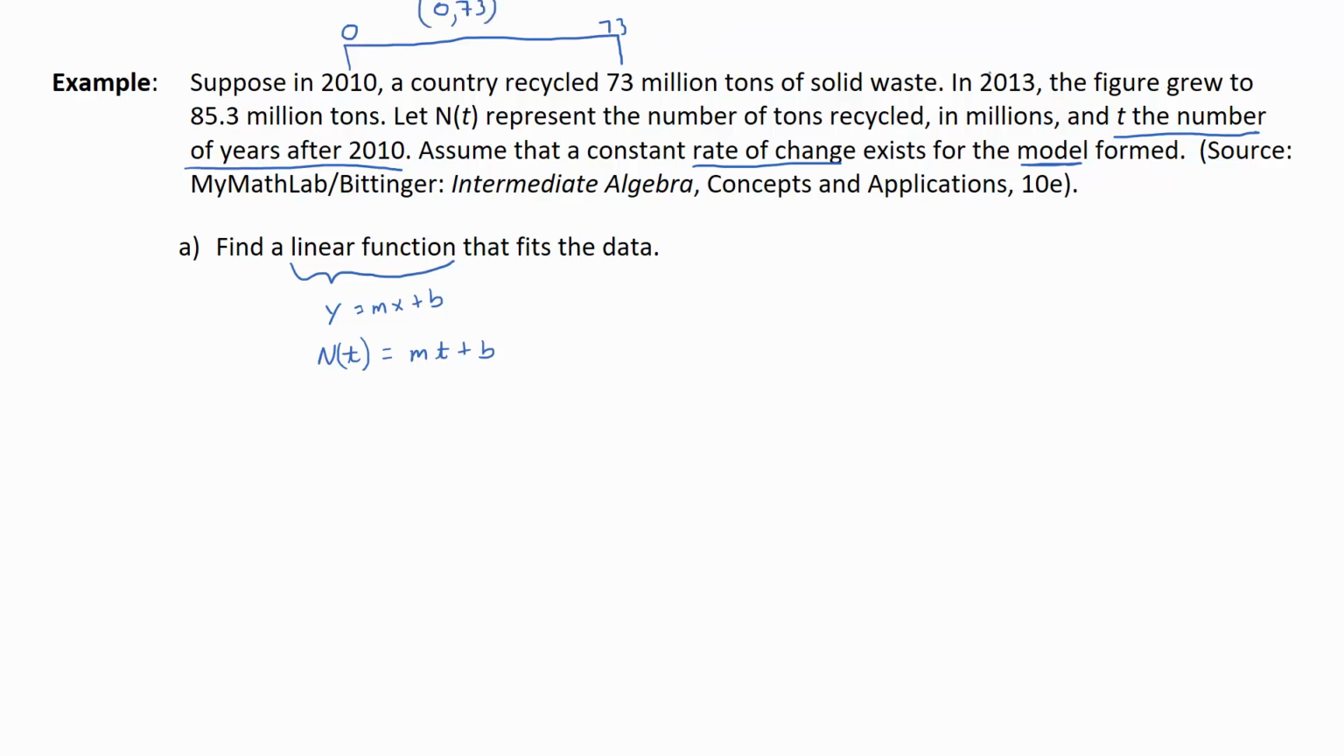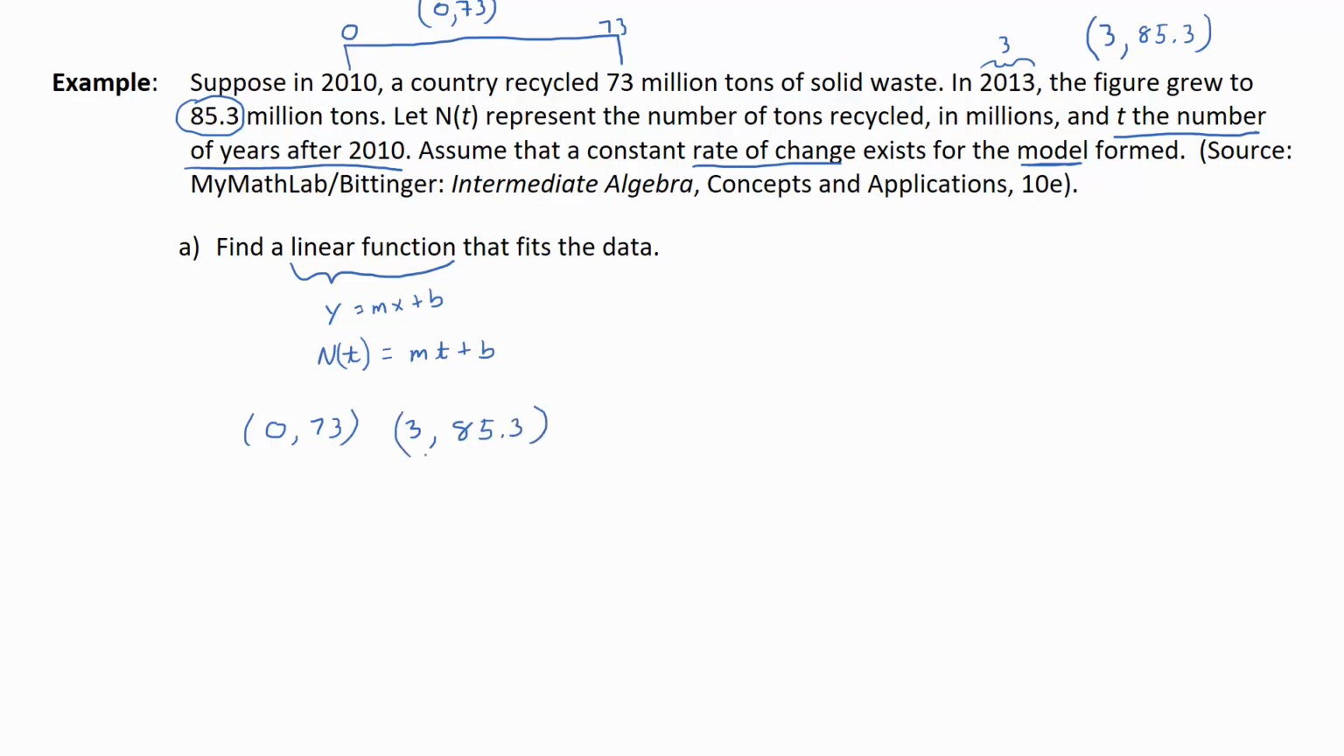And then from the data values 2013 and 85.3, well, think about it. 2013 is 3 years after 2010. So that's going to correspond with an input of 3 with an output of 85.3. So 3, 85.3. So we've got two ordered pairs. Let me write them down again. All we need to do is find the equation of the line through these 2 points, 0, 73 and 3, 85.3.